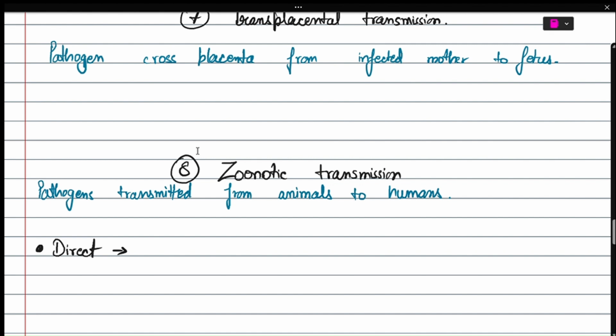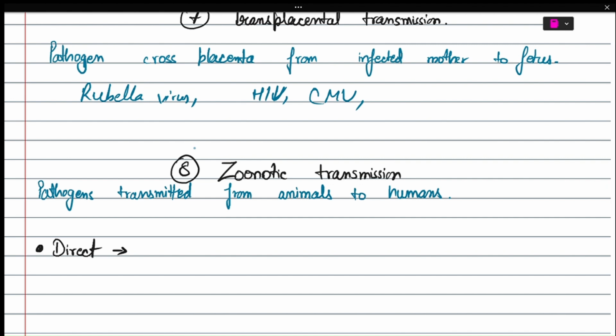In transplacental transmission, as I have explained earlier, pathogens present in the body of the mother can pass through the placenta to the fetus. Some examples are rubella virus, then we have HIV, which can also pass the placenta because it is very small. Then we have cytomegalovirus, which is large in the virus category, but still small enough to pass through the placenta.